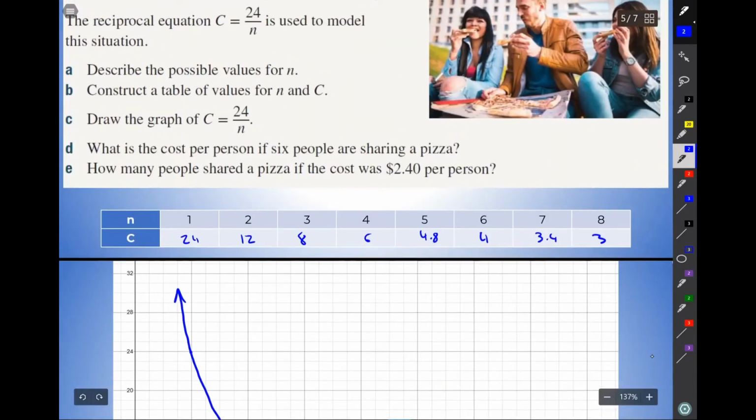Right, and now let's look at our questions. What is the cost per person if 6 people are sharing a pizza? We can just read that from the table. For 6 people, the cost is $4 per person.